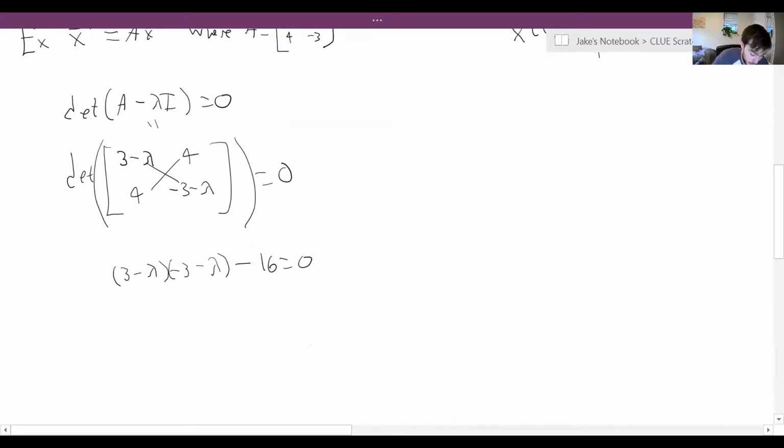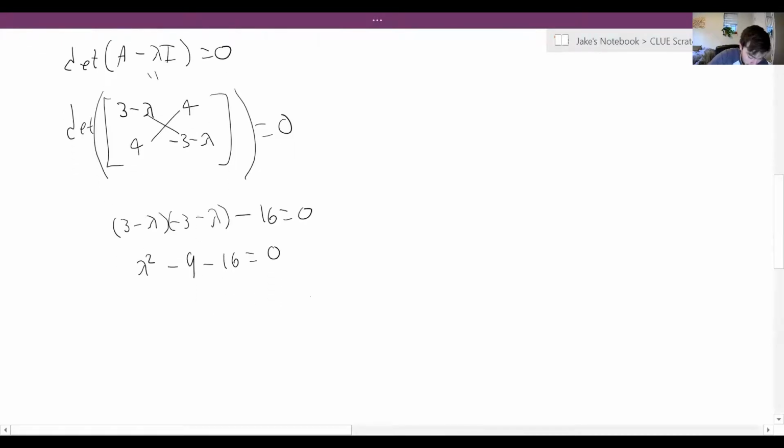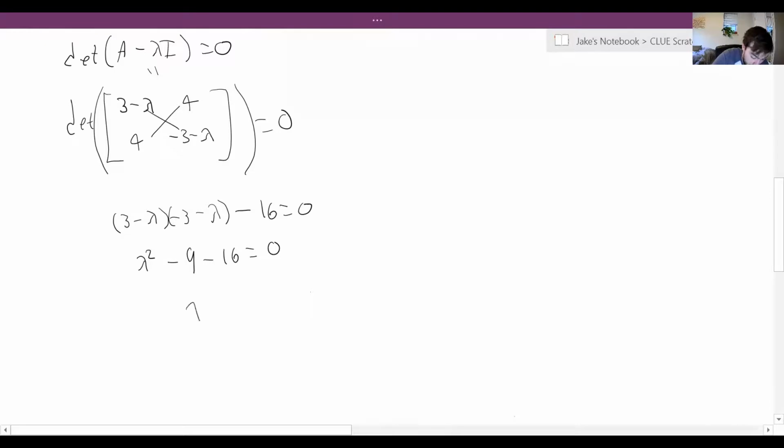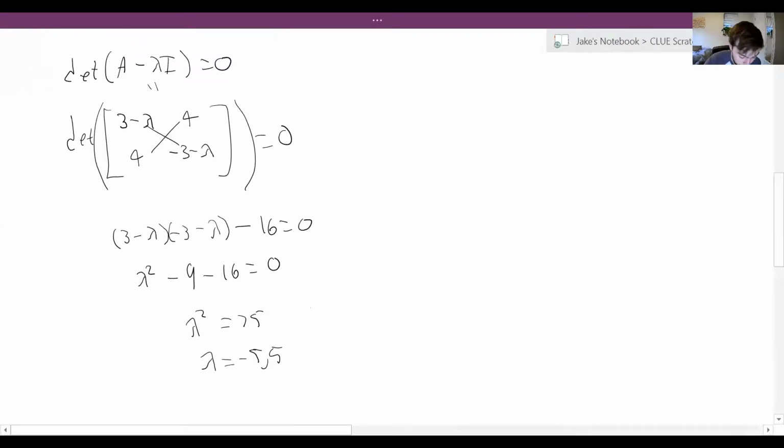So if we just FOIL this out, I believe we should get lambda squared, plus 3 lambda minus 3 lambda, that cancels, and we just get minus 9, sorry, minus 9 minus 16 equals 0. So minus 9 minus 16, that's minus 25. If we move that over, we get lambda squared equals 25, or more specifically, lambda can equal -5 or 5. So that was kind of quick algebra, but I hope this makes sense. I can leave it there for a moment.